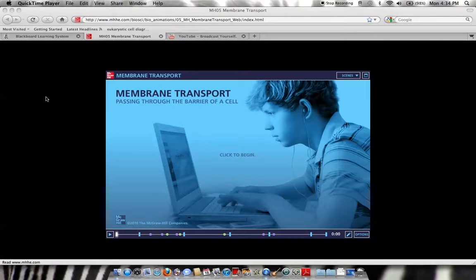It will also discuss different types of active transport mechanisms, which we should know by now are transport mechanisms that are energy required based.